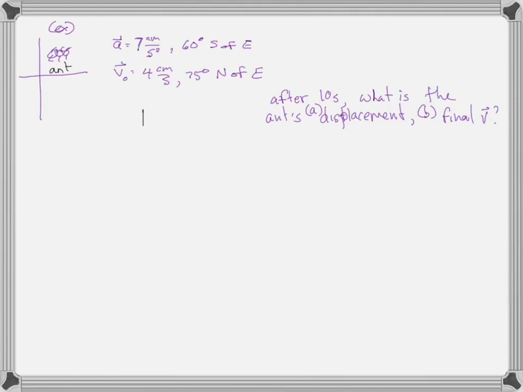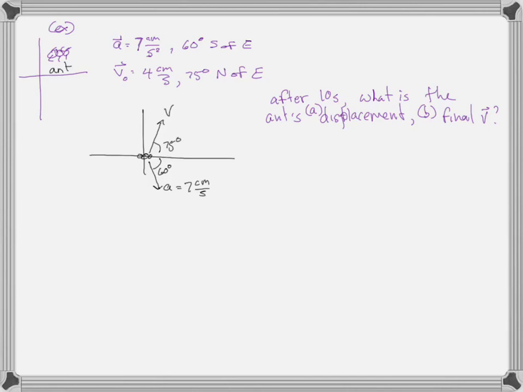I'm going to go ahead and put the ant on a coordinate axis. Let's just put the ant at the origin. Doesn't matter where we put it. And I'm going to draw the acceleration in this picture. The acceleration is 60 degrees south of east, and that's the acceleration vector. Its length is 7 centimeters per second squared, and its initial velocity is 75 degrees north of east. Didn't draw this to scale, but that's okay.